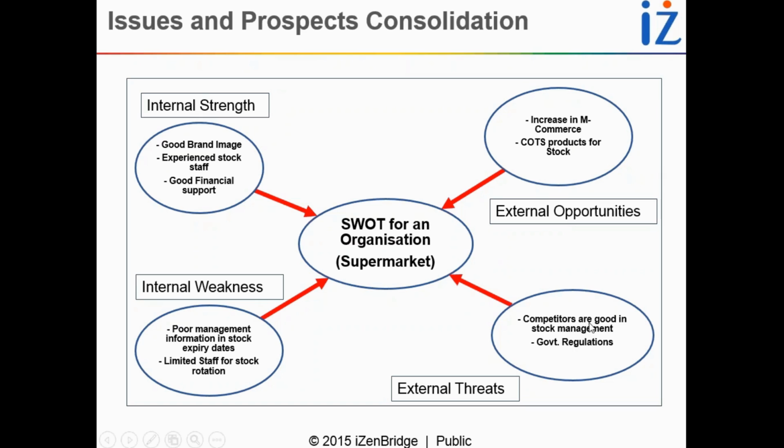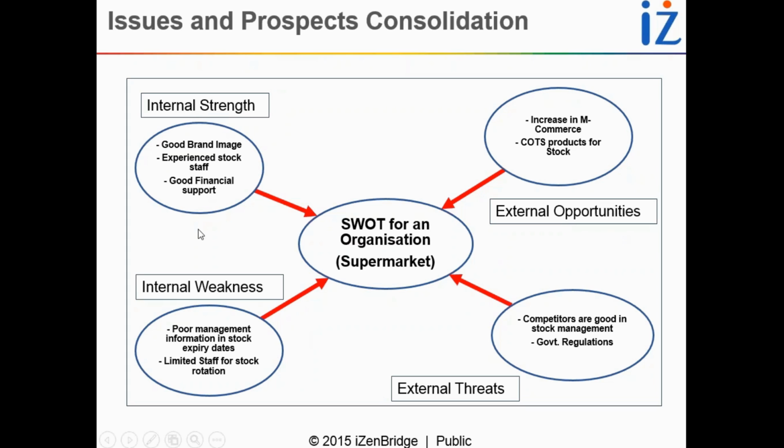External threats are also identified. Competitors are good in stock management. You are weak in managing your stock, but competitors are good in managing their stock. Government has introduced new laws related to taxation, and it is affecting your revenue generation structure.